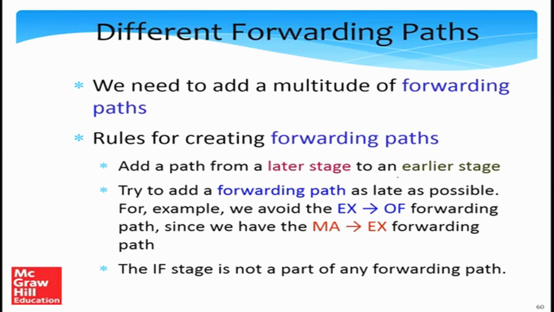We try to add a forwarding path as late as possible, which means that we will not have a forwarding path of the form EX to OF, right? That is not required. Instead, we'll have a forwarding path between MA to EX. Why is this the case? The reason is that no instruction actually needs the value in the OF stage. In the OF stage, we read the value, but we don't actually use it. That's the reason instead of forwarding from EX to OF, a better idea is that we forward something from MA to EX. Because we want to forward as late as possible. So we want to forward, in other words, as close as possible to the actual use.